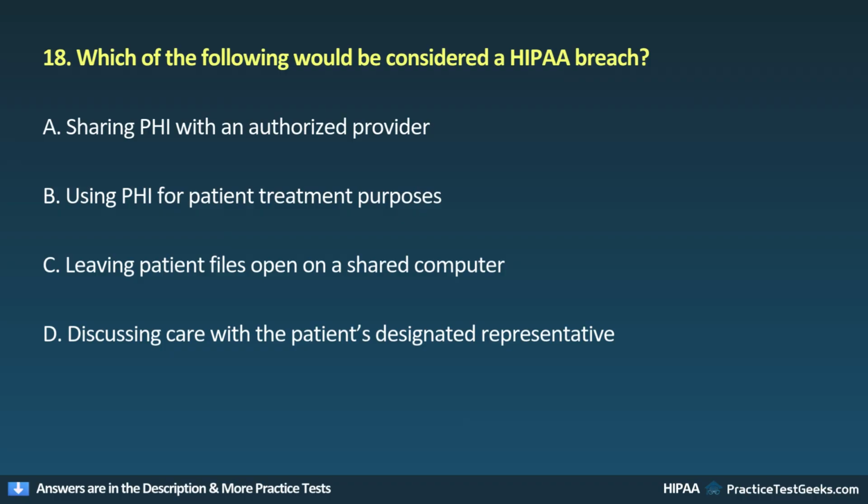18. Which of the following would be considered a HIPAA breach? A. Sharing PHI with an authorized provider. B. Using PHI for patient treatment purposes. C. Leaving patient files open on a shared computer. D. Discussing care with the patient's designated representative.